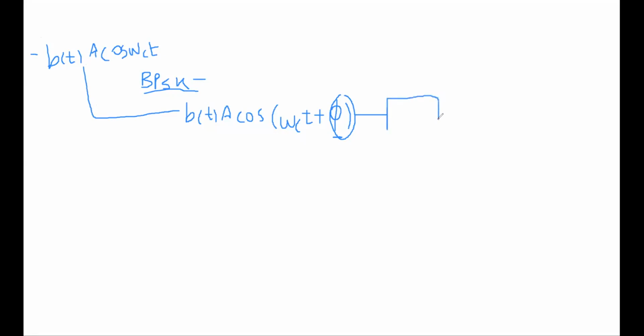So in the carrier extraction circuit, the first circuit is a squaring circuit. So raised to power, we can say squaring circuit. Okay. So what is the use of this squaring circuit? Obviously, the squaring circuit will square the input signal. So it will just square this input signal. So what will be the output of this squaring circuit?